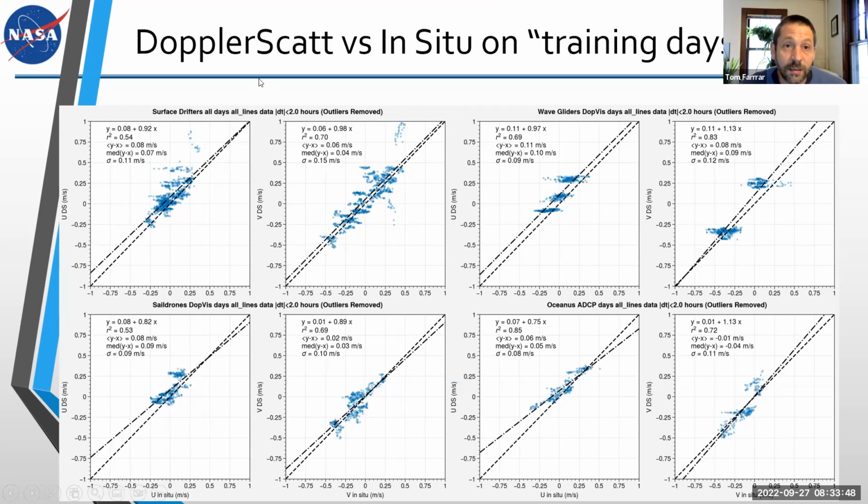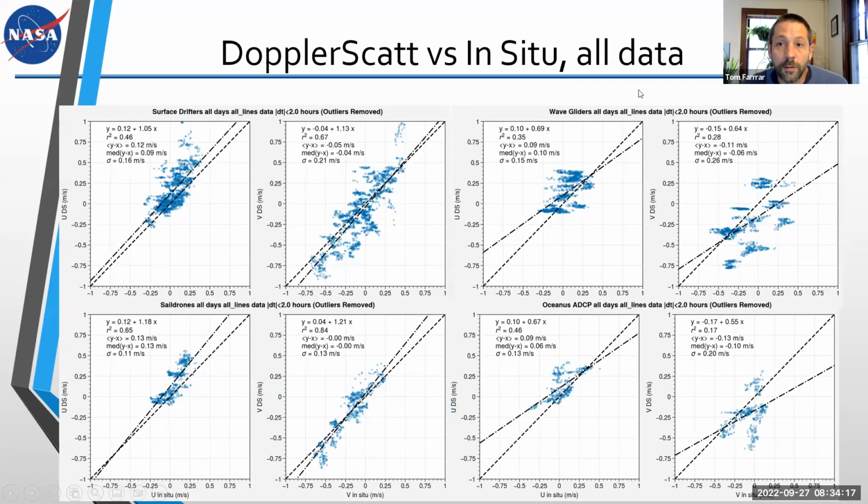I mentioned that those data were tuned to the .viz data. And this is a comparison between Doppler scat and the in situ measurements on those days when Doppler scat was trained on another data set, and it looks pretty good. But when we compare Doppler scat to all of the in situ data, it's still not bad. It's definitely correlated, but there are some outliers. One interpretation is that we're experiencing conditions here that are outside the training data set of Doppler scat, and that the model function is not dealing with those correctly.